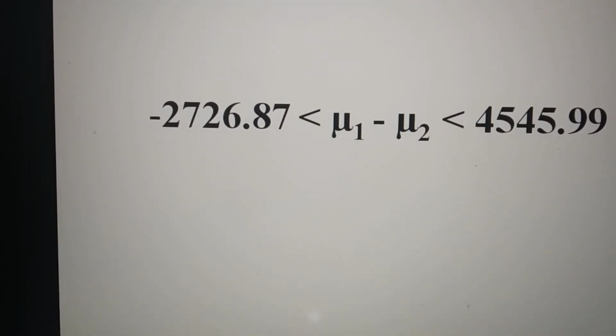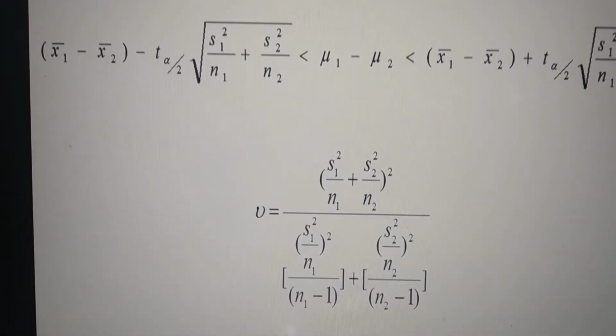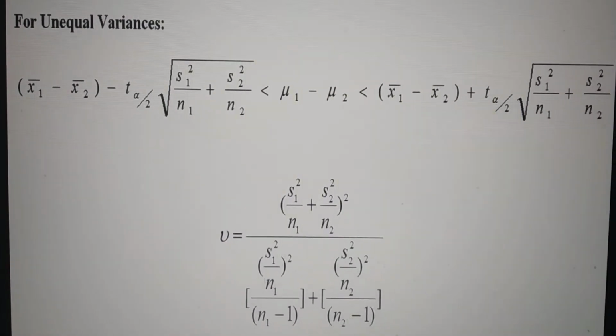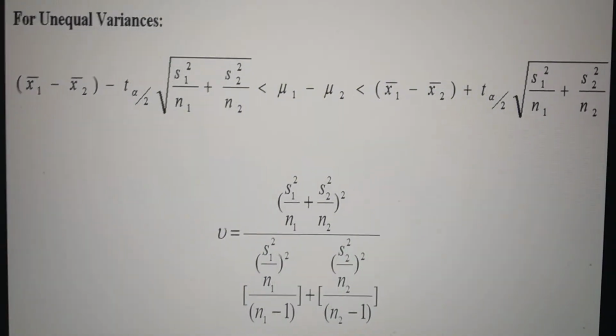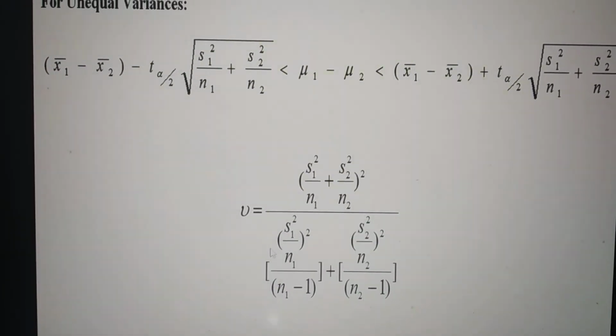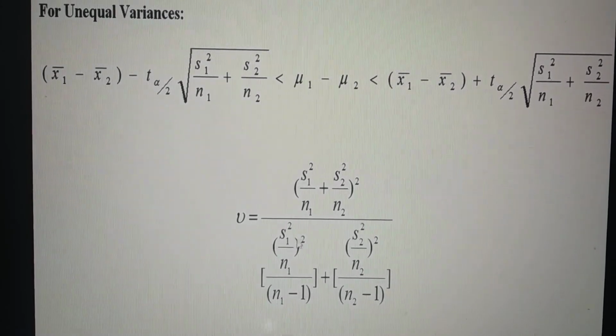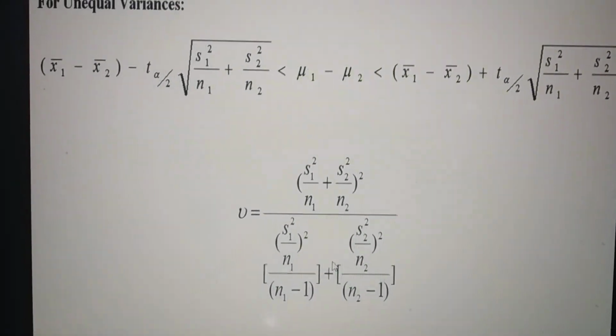We get the answer, and we have another case, that is for unequal variance we have this formula, and the degree of freedom formula is this, as you can see, the lower one. So you can calculate it on your own.